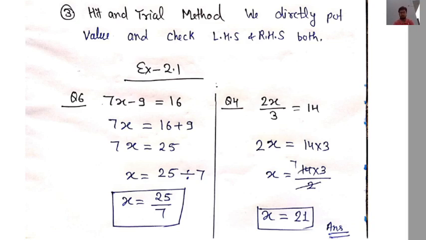Now 2 sevens are 14. This 14 you cut. What do you write here? 7, and 7 threes are 21. In the denominator what is left? 1. Your answer is 21. x equals 21. This is your answer.